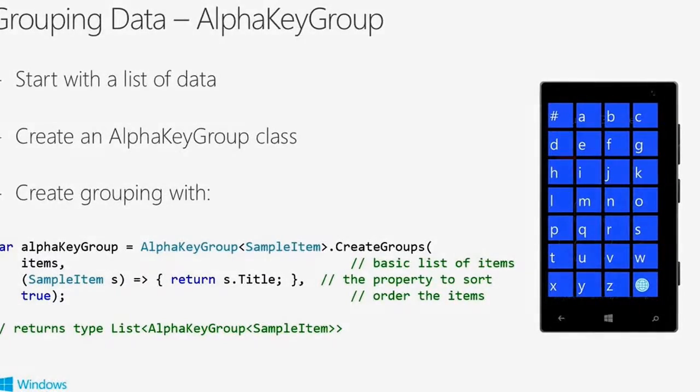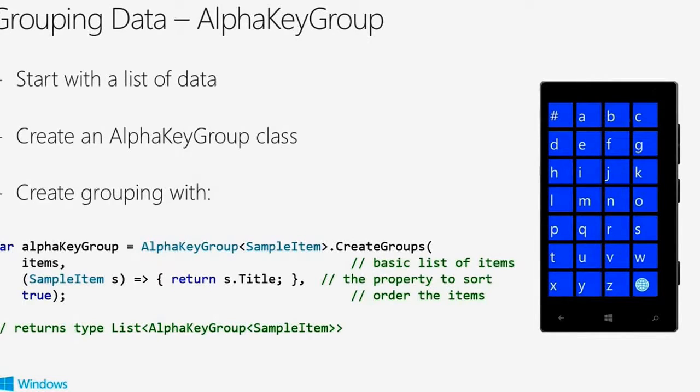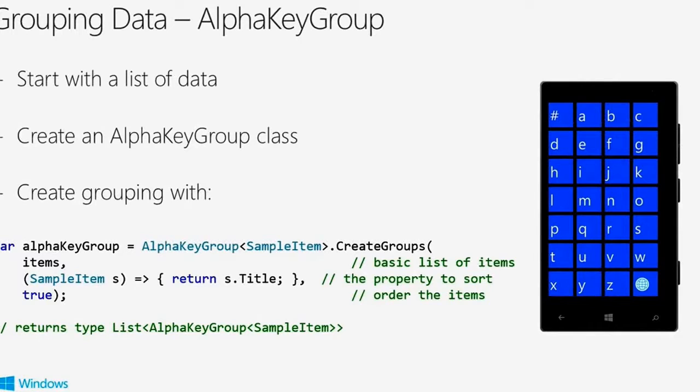The alpha key group, again, we'll start with our list of data. We create the alpha key group class. The alpha key group class is more complex than the keyed list, but it is much easier to work with because our grouping is simple. We call this method AlphaKeyGroup with the kind of item we're using, SampleItem, dot CreateGroups, and we give it our list of items, and we give it the property we want to sort on, and then we say yes, we want to order these items, and it will hand back exactly the sort of list that we can bind to.